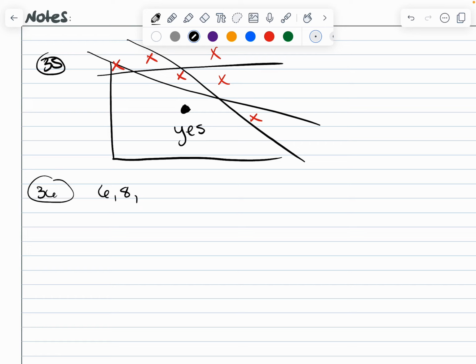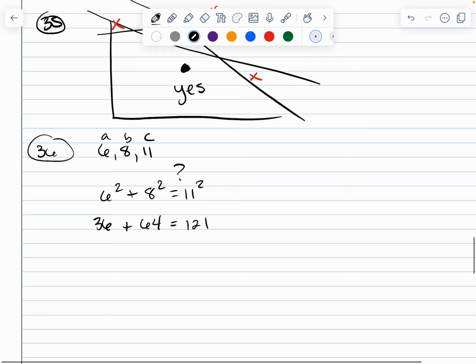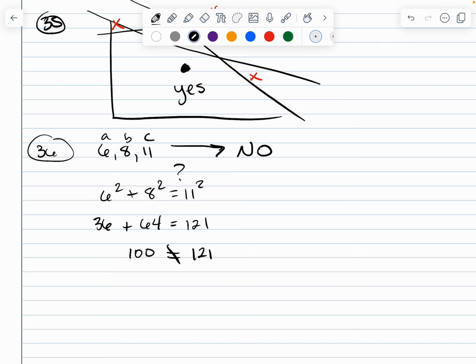The sides of a right triangle are 6, 8, and 11. Does this work for the Pythagorean theorem? So for A, B, and C. So is 6 squared plus 8 squared equal to 11 squared? That's the question we're trying to answer. 6 squared is 36. 8 squared is 64. 11 squared is 121. So 36 plus 64 is 100. And that does not equal 121. So do these sides work for the Pythagorean theorem? No, they do not. They are not equal to each other.